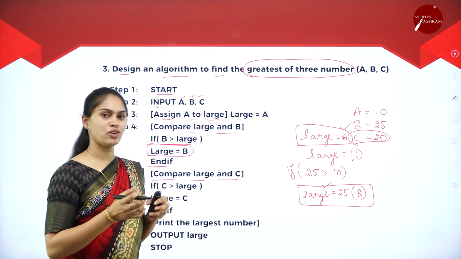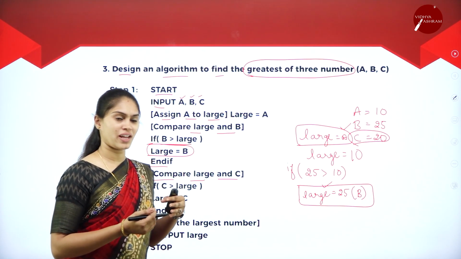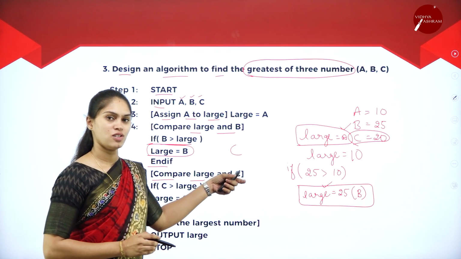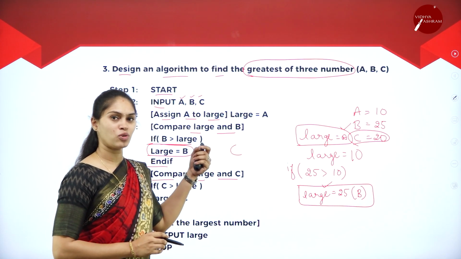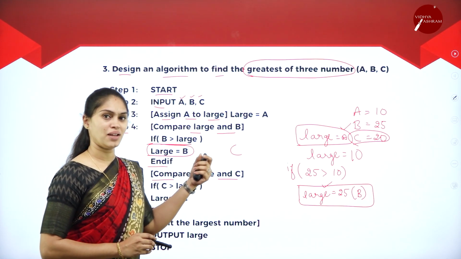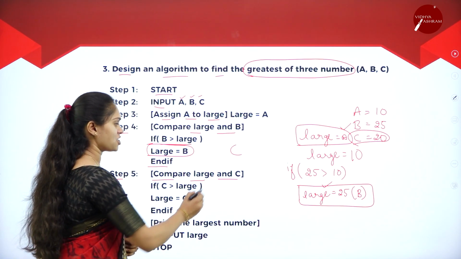So I got to know that B is larger than A. So I have one more variable left, called C, that needs to be compared with the largest now. If it is true, then I am going to declare C as the largest, or else I am going to declare B as the largest itself. So here, compare large and C.